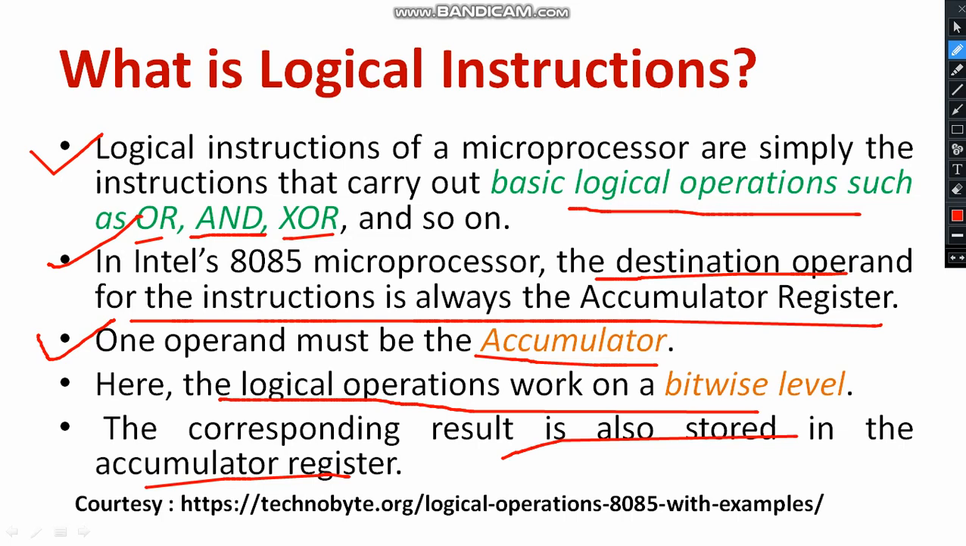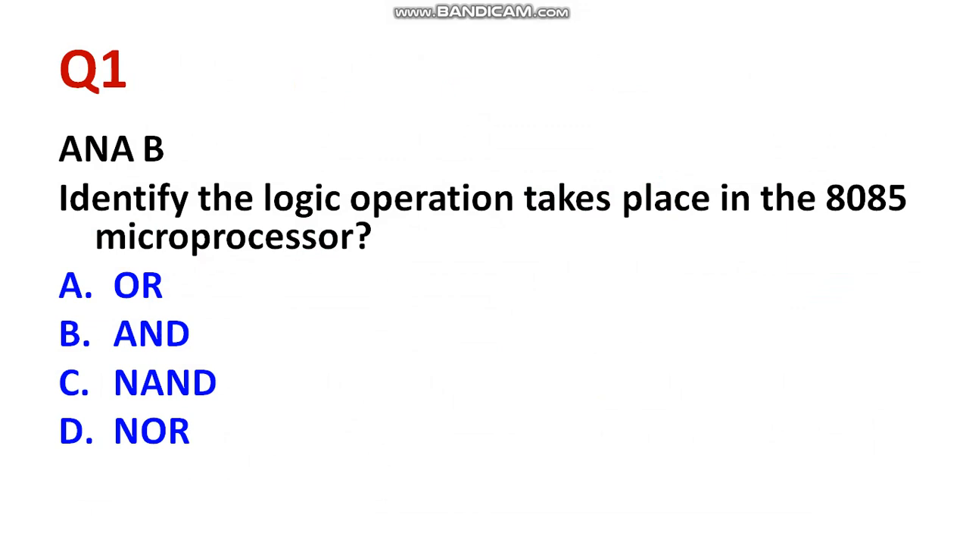So you need to understand the basic operations like OR and XOR that take place in the 8085 microprocessor, that after the operation the result will be stored inside the accumulator, and that one operand is always the accumulator. These are the basic information you have to understand. Let us straight away move on to 10 important questions.